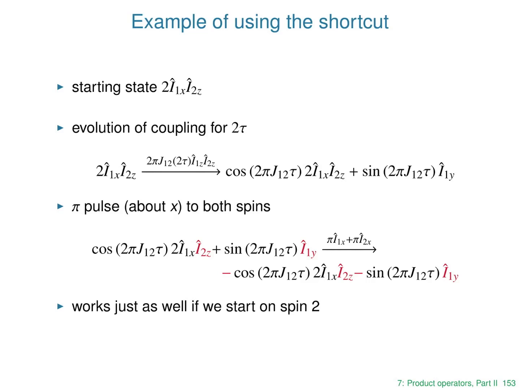So I'm not saying in the spectrometer you can do this. It doesn't work like that. I'm just saying for the purposes of calculation, you can calculate the effect of a spin echo in this shorthand way. And it works just as well if you start on spin 2 as well.